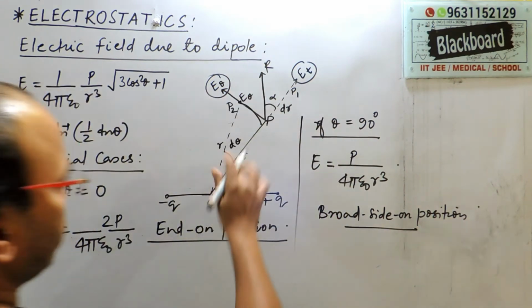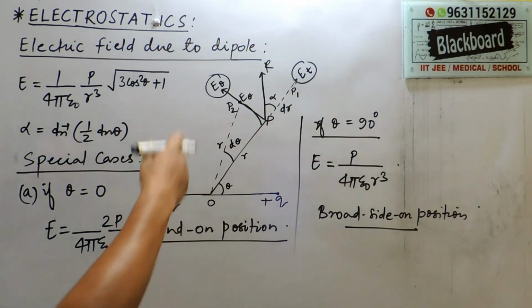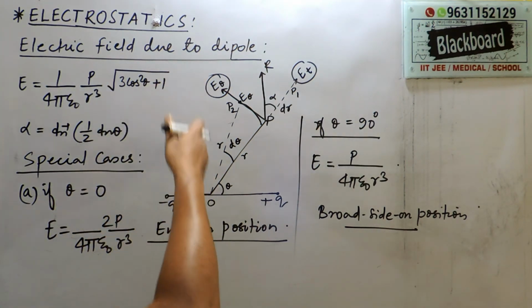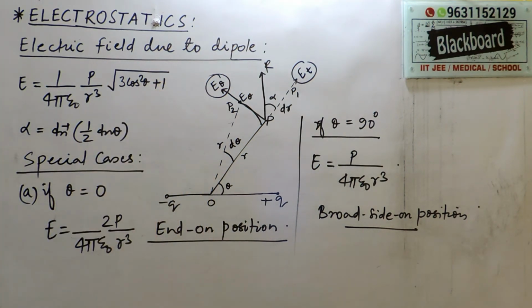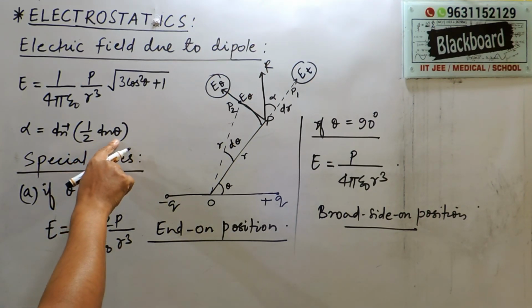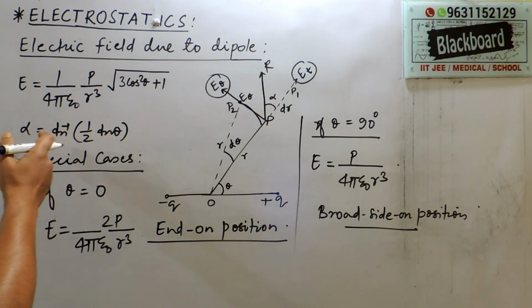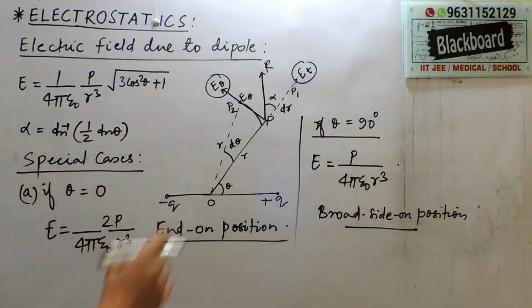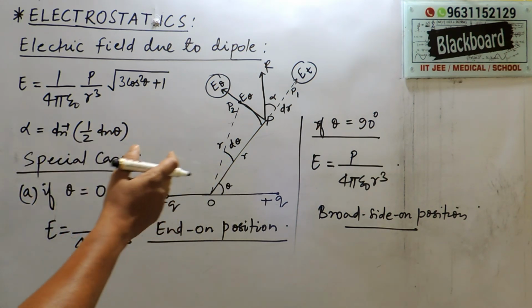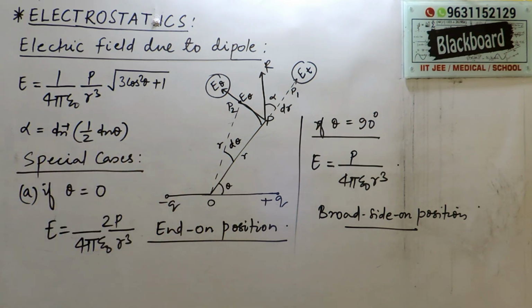In this position, P lies vertically, that is on the perpendicular bisector, and you can find the angle also. For the angle we put tan 90, which is infinity, and tan inverse of infinity is again 90 degrees, so alpha is 90 degrees. That means the field is anti-parallel to the dipole axis, and such a position is called the broadside-on position.